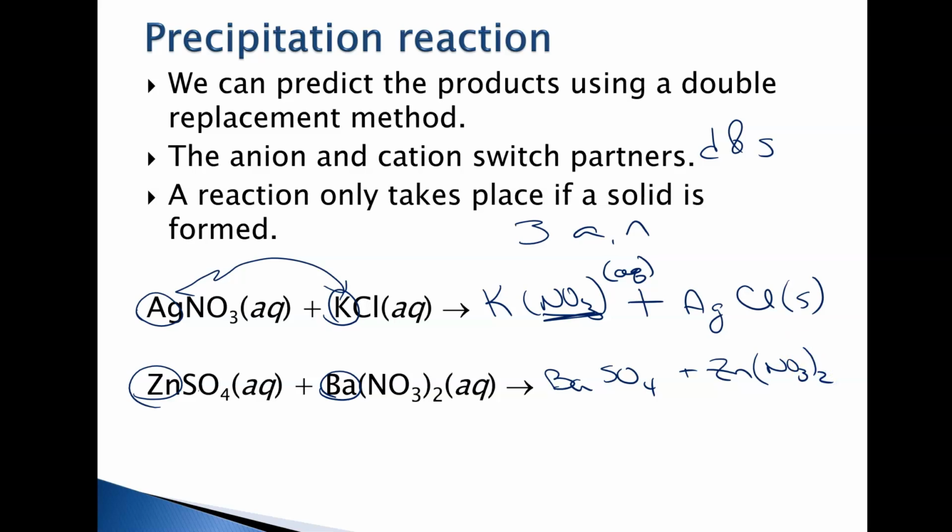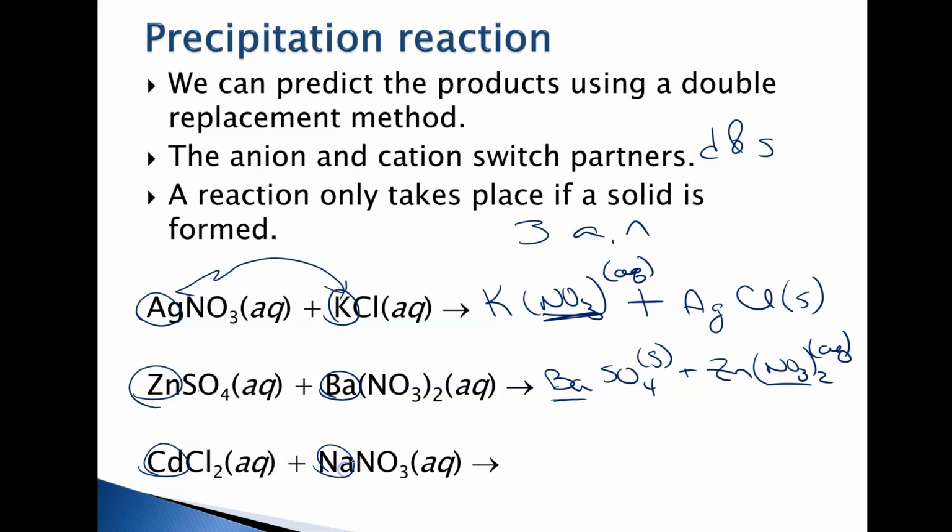So then I have to look for a solid. All nitrates are aqueous. However, if I look at the rules for sulfates, it says most sulfates are soluble. Exceptions are the silver, lead, and mercury, as well as the heavy alkaline earth metals. So this is my solid. And balance this, it's balanced. Okay, last one.